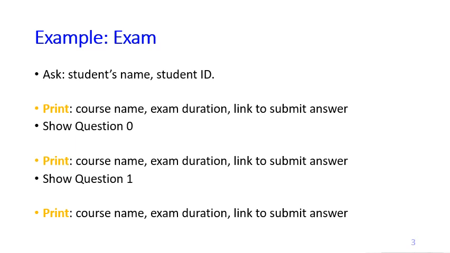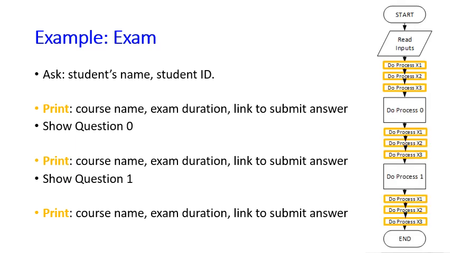So if I represent this in a flowchart, it will look like this. First, it will read the inputs from the student's name, the student's ID, and then the program will do these three processes, I mean, printing out the course name, exam duration, and the link to submit the answer. And then it will do process 0, show question 0, and then wait several minutes.